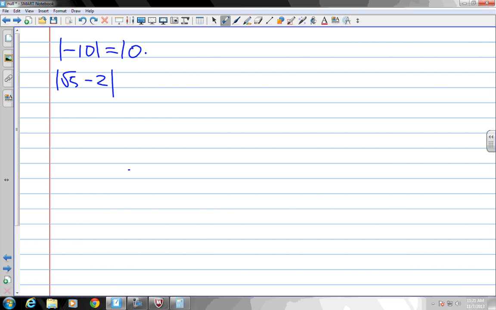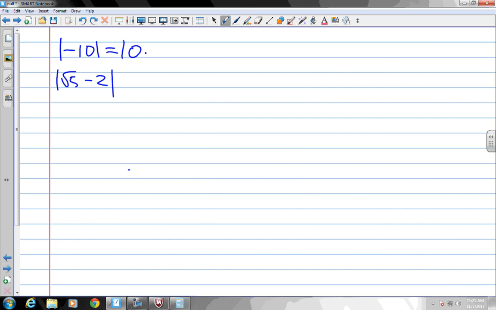How do we take absolute value of a number? If it's positive, we'll let it be. If it's negative, we'll multiply it by -1. So you have to ask yourself, is square root of 5 minus 2 a positive number or a negative number? It's positive, because square root of 5 has to be bigger than 2. Do you agree with that? So something bigger than 2 minus 2 is what? Positive.